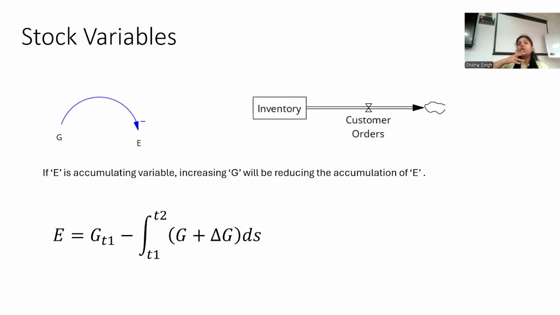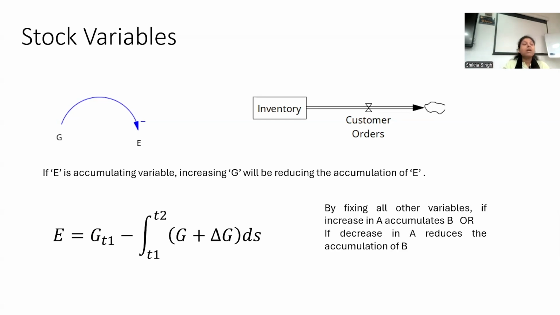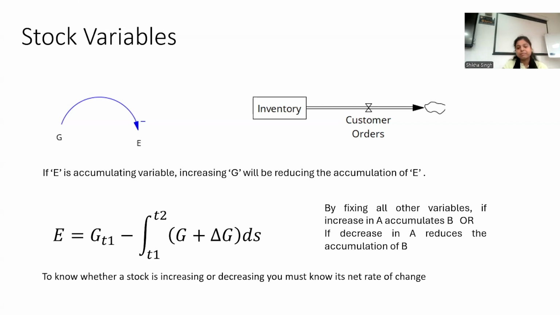So you see there are two kinds of things involved in it. The polarity, the causality, is also involved, right? And then the stock accumulating behavior is also involved. So the stock variables basically express with what rate the inflow and outflow happen, and how the balance is there in the stock variables.